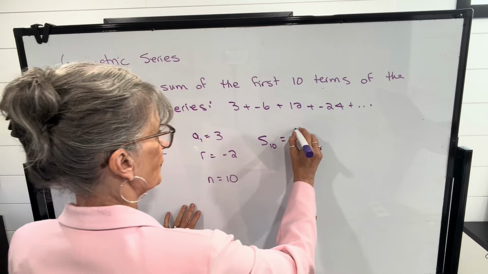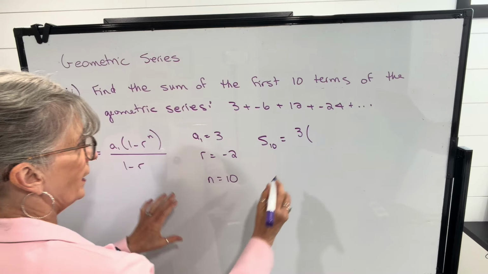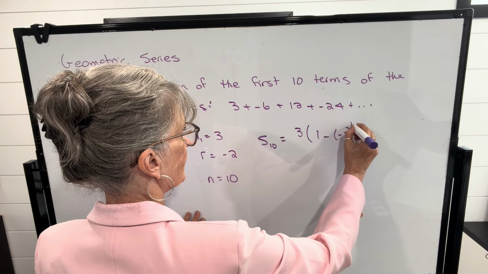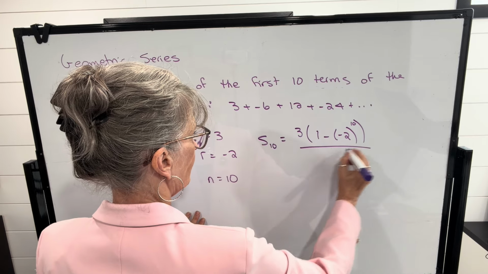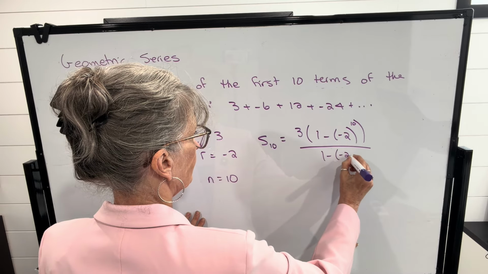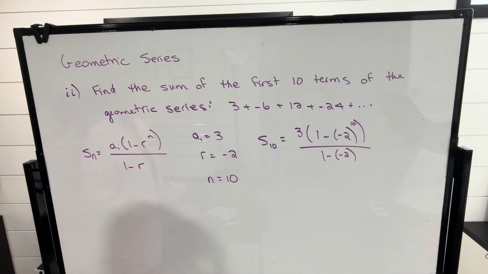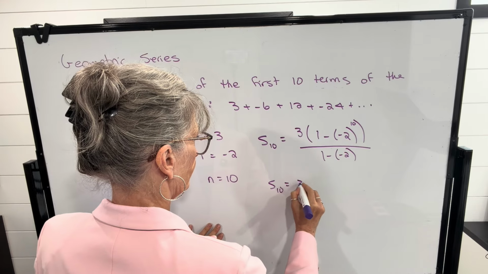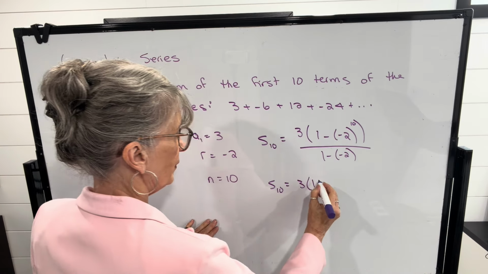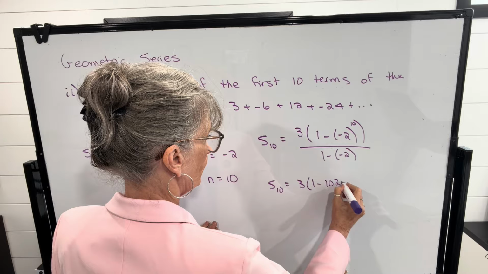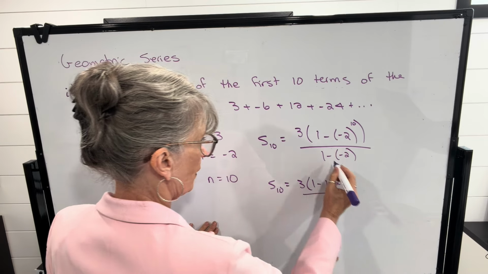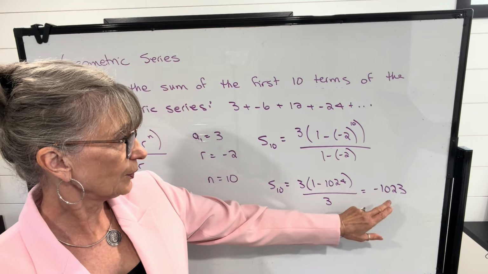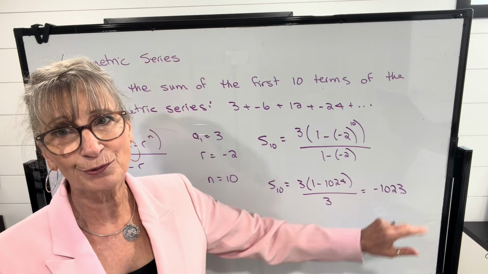A sub 1, which is 3, times 1 minus negative 2 to the nth power, which is 10, divided by 1 minus negative 2. Let's simplify. So that would be 1 minus 1024, over 1 minus negative 2, which will be a positive 3. And our answer is negative 1023.